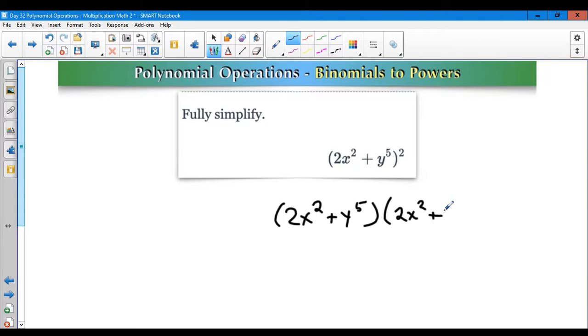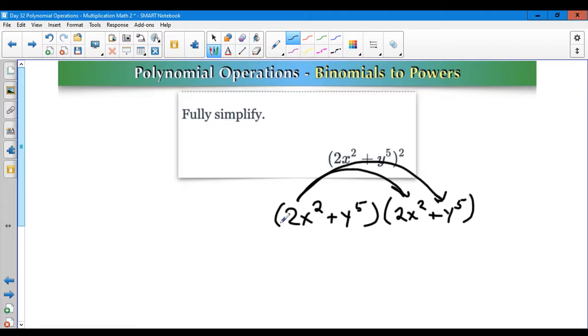In this case, if it was y to the third, if this was a 3 here to the third power, we'd write it 3 times. And now it's just distributive property like we've always done. This binomial times this binomial is 2x squared times 2x squared and 2x squared times y to the fifth. Then this y to the fifth will be multiplied by both terms also.